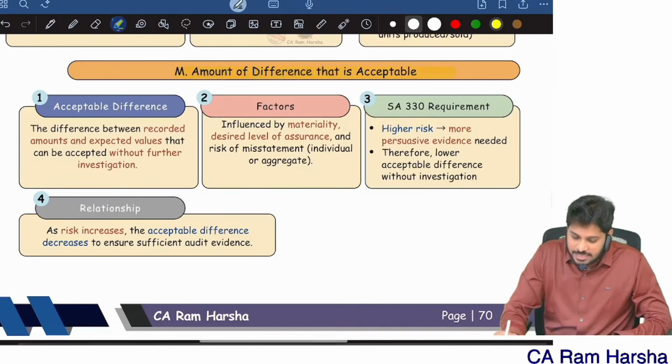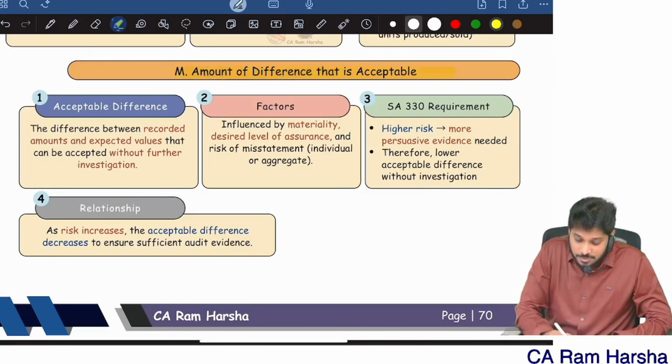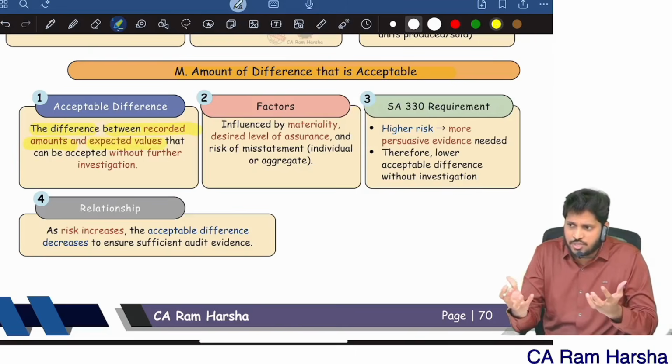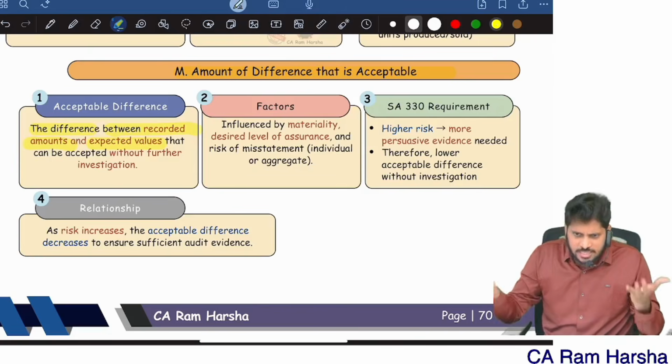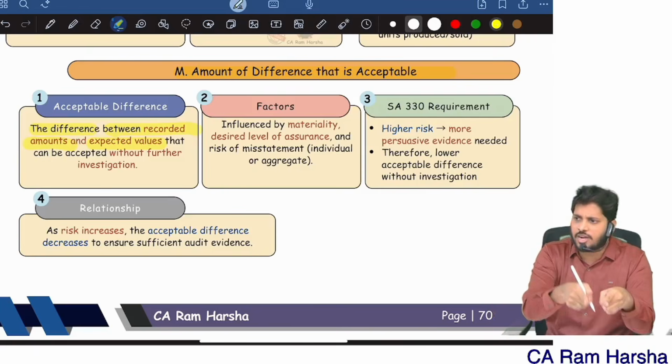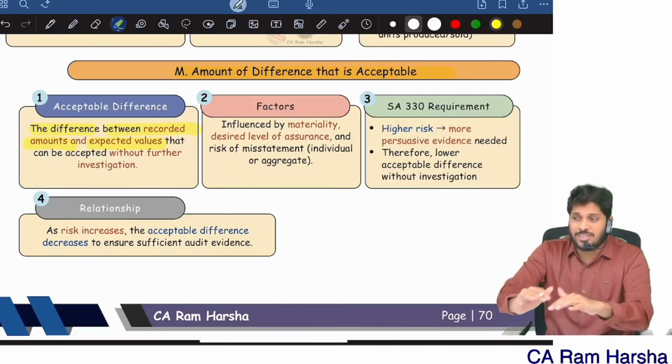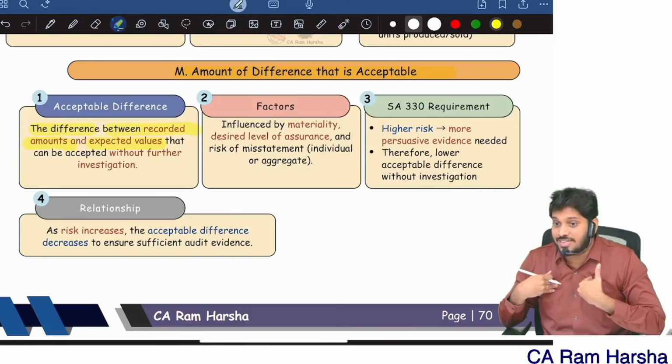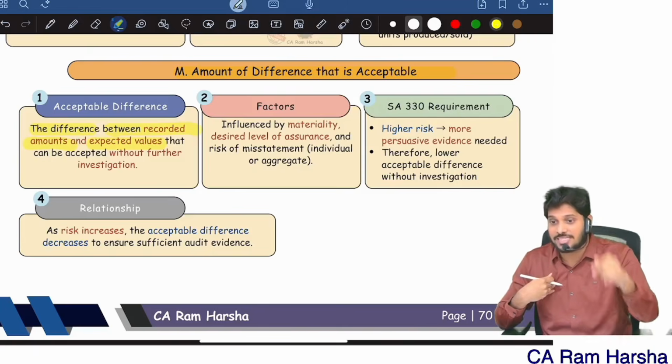Amount of difference that is acceptable. What do you mean by amount of difference that is acceptable? The difference between recorded amount and expected value. Expected value means what? Result of the analytical procedure. Some expected value you develop. That value you compare with the recorded amount. If there is a difference up to a certain level, we can accept it without any further investigation, and that level is called acceptable difference.